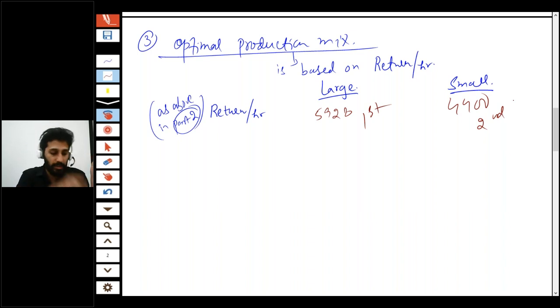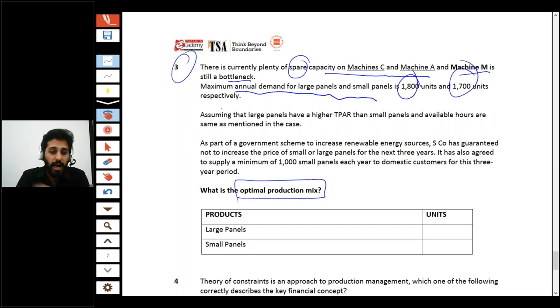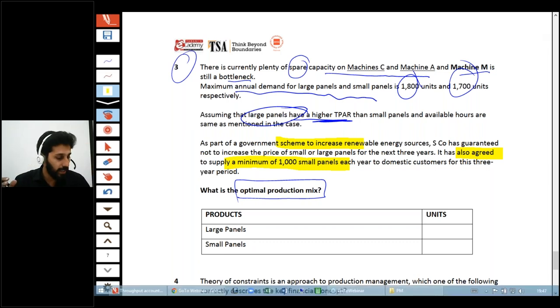So initially the large should be produced first, but there is another requirement here. There is currently plenty of spare capacity on machine C and machine A, and machine M is still a bottleneck. Maximum annual demand for large panel and small panel is 1800 and 1700. Large has the highest TPAR, but as part of the government scheme, it has agreed to supply 1000 small panels each year. That's a contract with the government, and whatever the profitability is telling you, you should follow your contract.